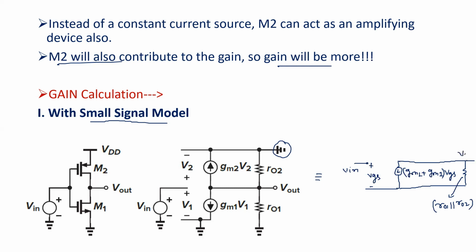This is the output voltage. So we'll get the gain here as Vout by Vin. That is the gain. It's nothing but minus (gm1 plus gm2) multiplied with (ro1 parallel with ro2). So this is the total gain. This can also be done intuitively.